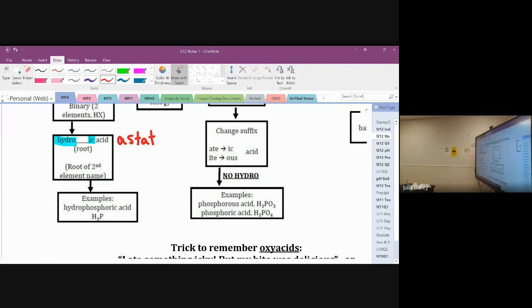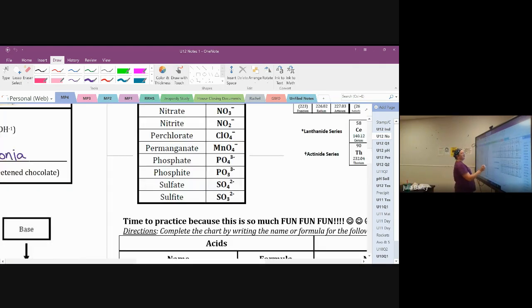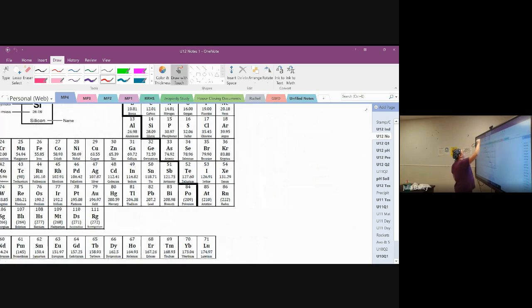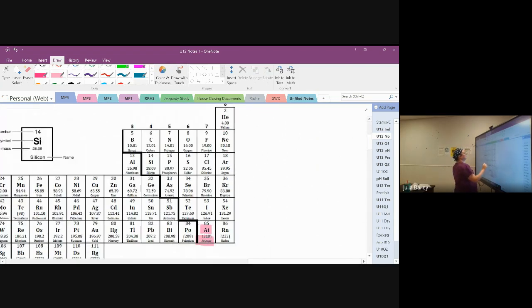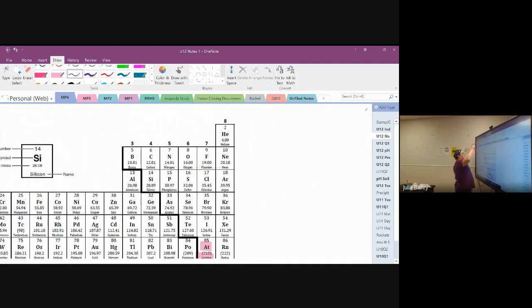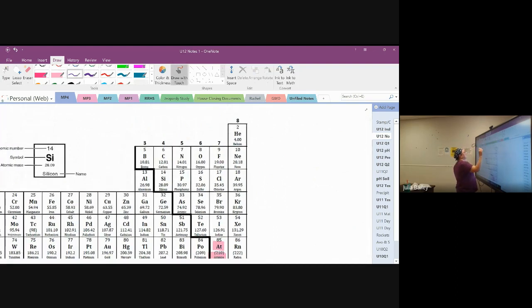So we need to find an element where the root of the element is astat. And looking at your periodic table, I will point out that it's going to have to be a nonmetal. So you can restrict your search just to the right side over there. There is an element that works for that. That element is astatine, which is right here. And it's AT. And again, this is going way back to December, but we're going to have to charge balance this, which means it's time to remember, at least for these anion families, what the charges are. Astatine's a halogen, so it's got a -1 charge.